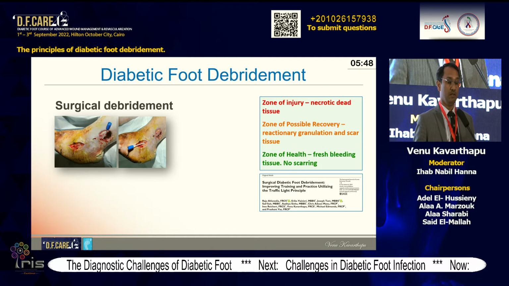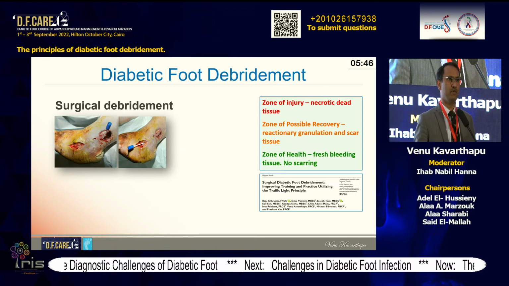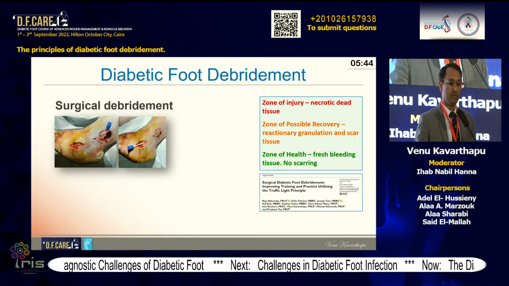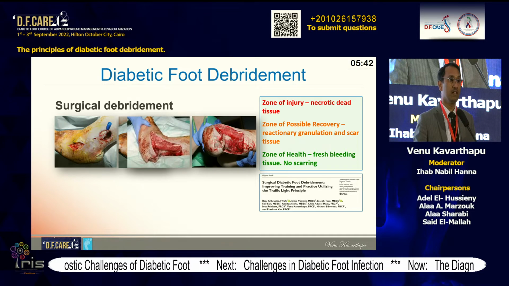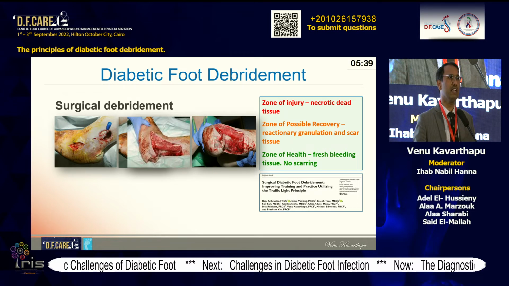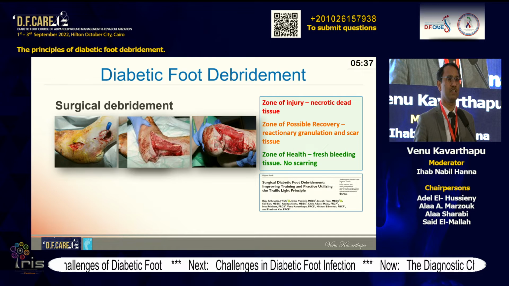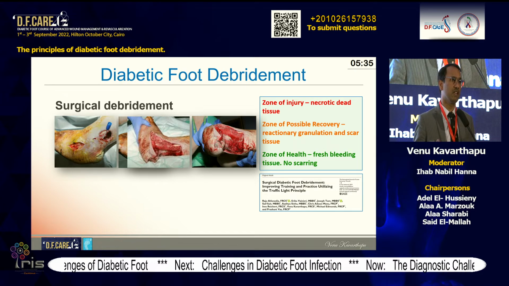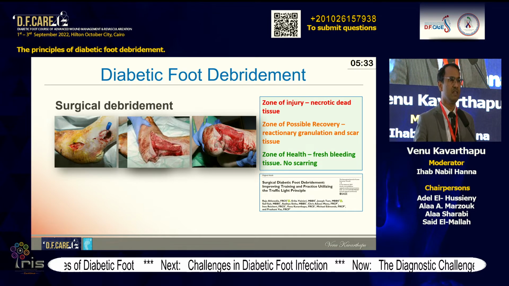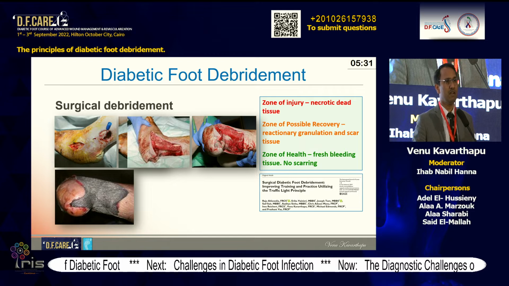Another example of very inadequate debridement for a diabetic foot attack from the referring team. Clearly, all of that was necrotic, including the Achilles tendon. If that is infected, there's no chance that it will recover. A healthy tendon got infected; an unhealthy tendon will never recover. All of that has to be excised.